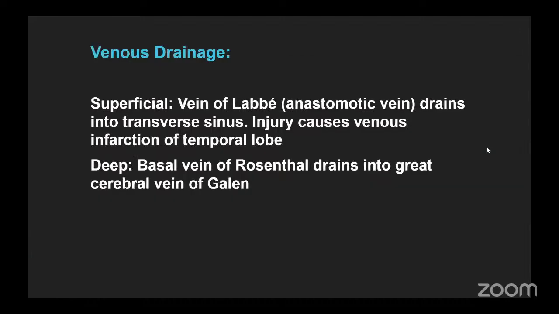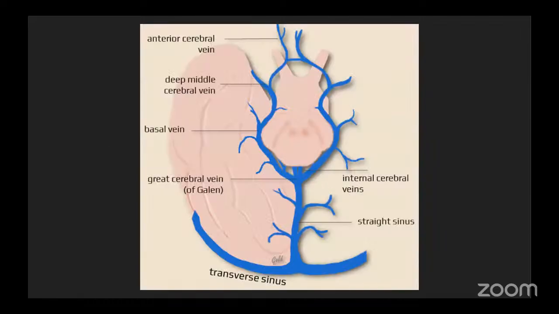The venous drainage is very simple. Superficial venous drainage is via vein of Labbé. It's the anastomotic vein, the inferior anastomotic vein. It drains into transverse sinus, and injury causes the venous infarction. We have discussed this very thoroughly. Then the deeper venous drainage is via basal vein of Rosenthal, which drains into the great cerebral vein of Galen.